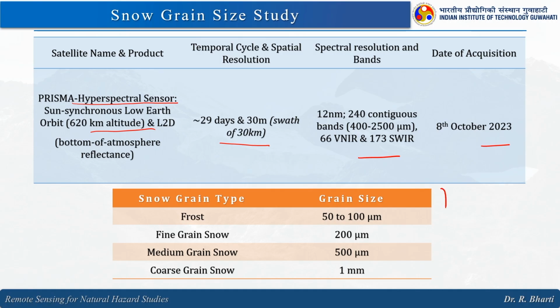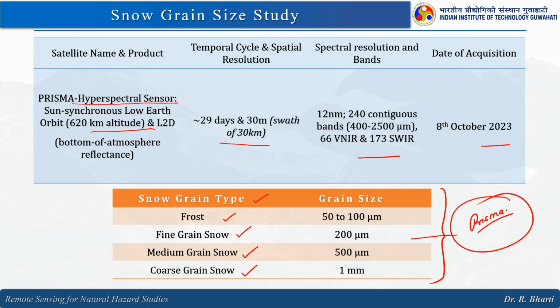So, in this study we tried to identify different wavelength ranges. So, we have reference grain sizes. We have used different grain sizes. The first one is the frost, then fine grain, medium grain and the coarse grain. So, we tried to use this PRISMA data, to see how we can utilize this data set to classify our study area into different grain sizes, right.